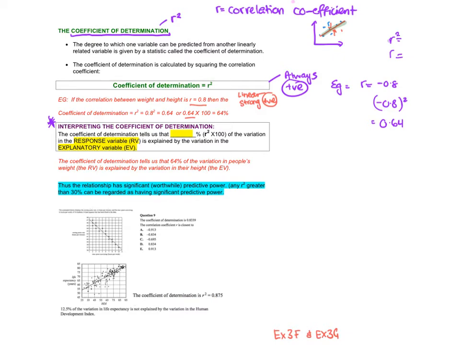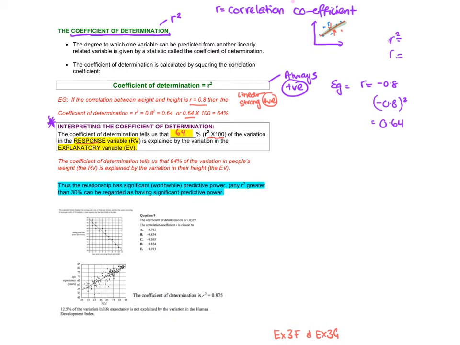Because this was the correlation between height and weight, I can now make this statement. I can say the coefficient of determination tells us that... Now, I put it in yellow, and when it's in yellow, it means you have to put something in there. Everything else you can copy straight. So for our example, it's telling me to put the R squared times 100. So I'd write 64%. The coefficient in this example tells us that 64% of the variation.